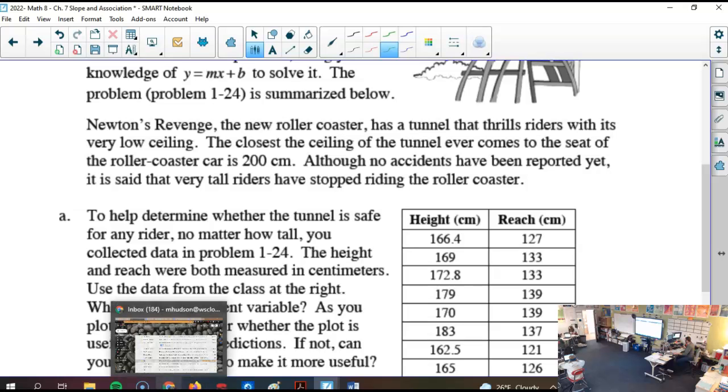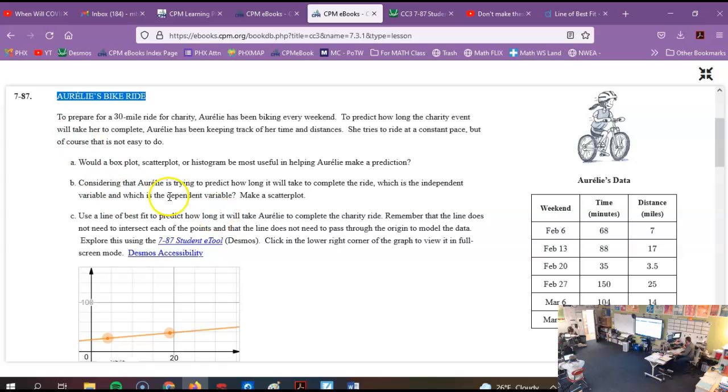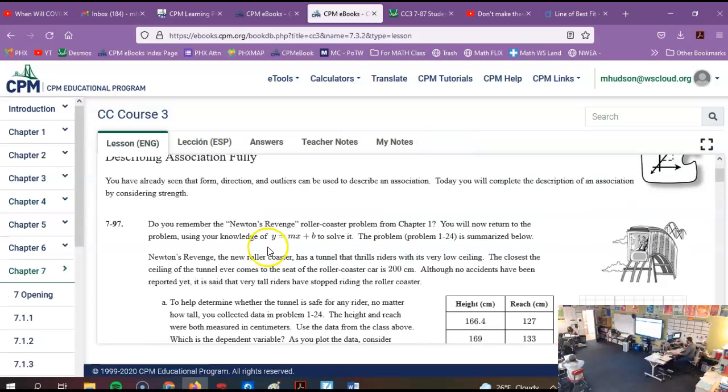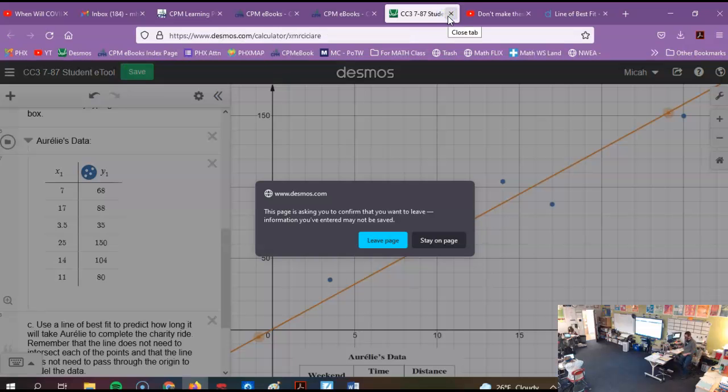I believe 97 is also in the ebook. So if you go click on 7.3.2, yeah, 97 student e-tool. Let's do this again, but open up the 97 student e-tool. So you can close the other one. You can't see what I'm doing.